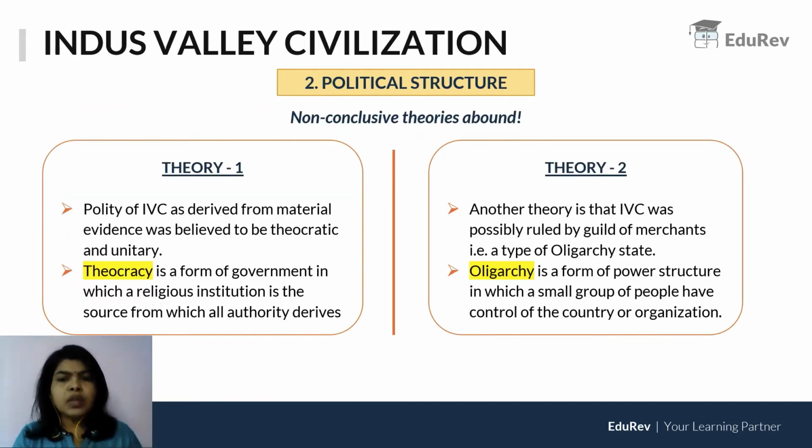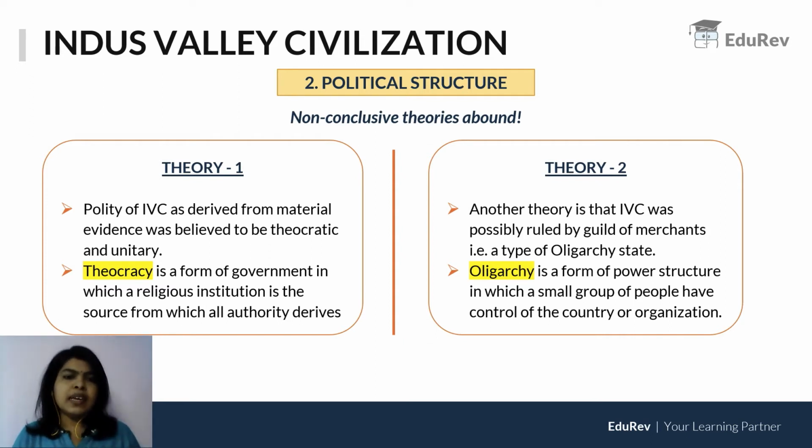Coming to the next important topic, political structure. There have been numerous theories, and two important theories have been listed out. What political condition existed during that point of time is non-conclusive. People have not yet proved what sort of political structure existed. So these are just non-conclusive theories.